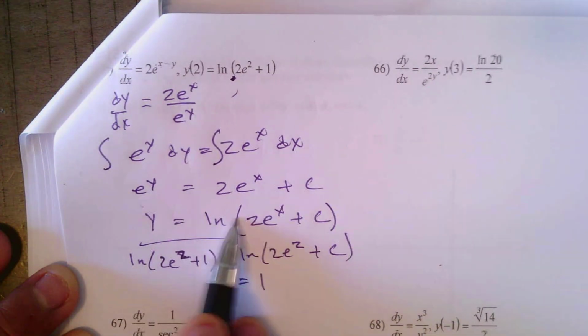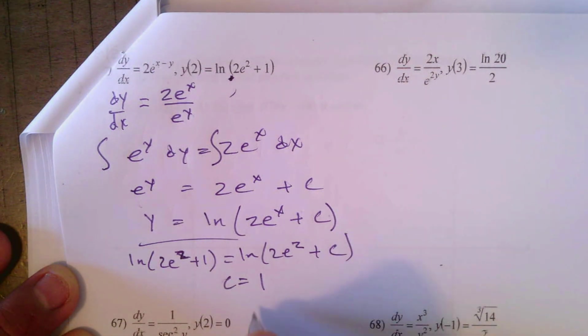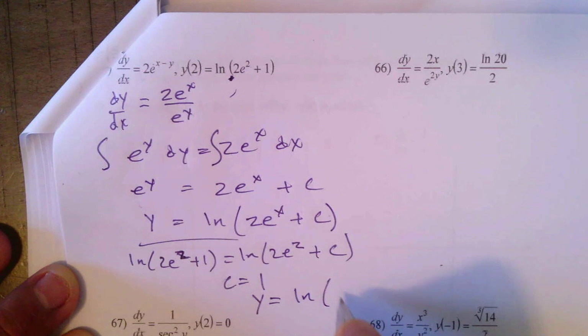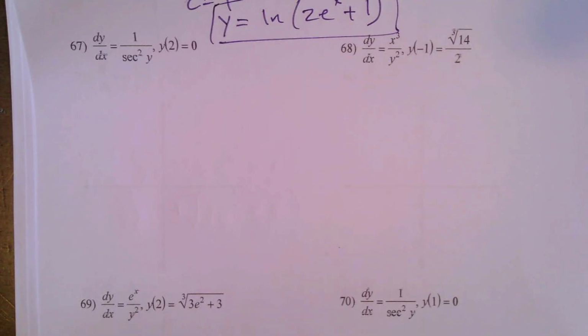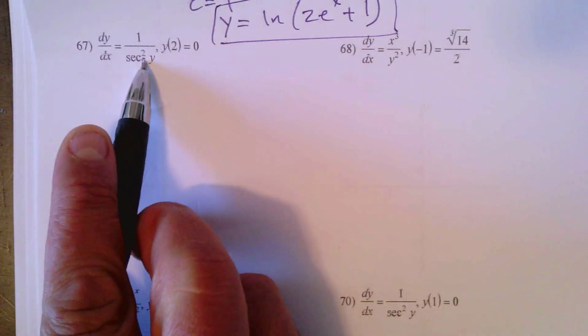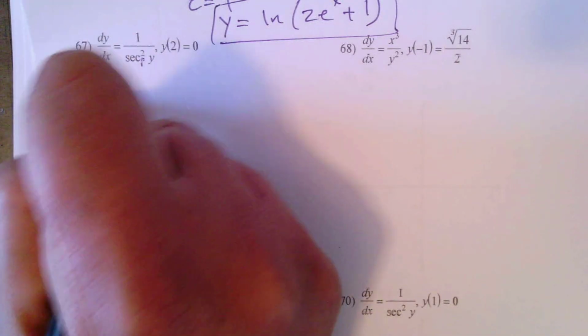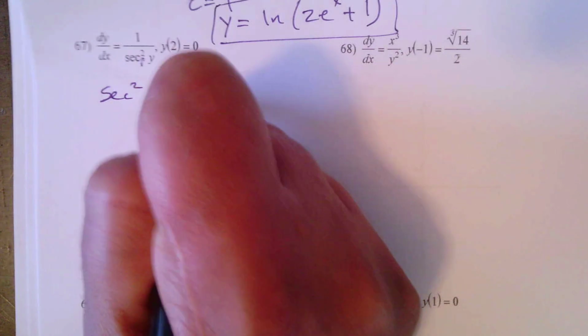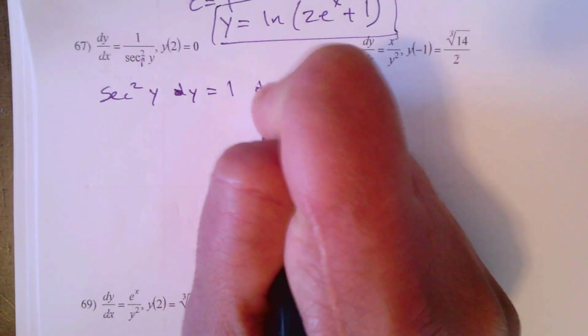So now I know, going back to my equation here, what the c value is. So the final solution is y equals natural log 2e to the x plus 1. Okay, 67. dy/dx is equal to 1 over secant squared y. So this has a y in it. There's no x's here, so I'm just going to multiply that to the other side. I have secant squared y dy equals 1 dx.